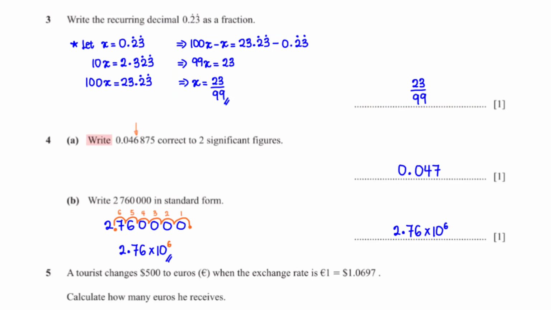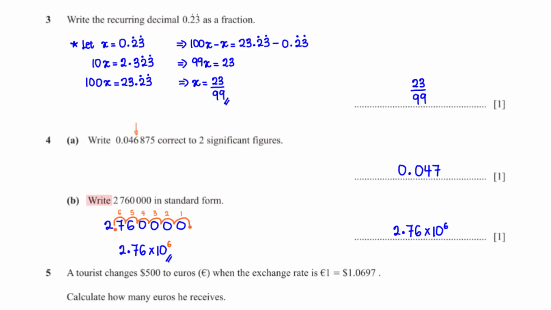Write 0.046875 correct to two significant figures. The second significant figure is 6. The number after 6, which is 8, is greater than 5. So we add 1 to 6, giving us 7. The numbers after 6 become 0. Since these zeros come after the decimal point, they are insignificant. So we have 0.047 rounded to two significant figures.